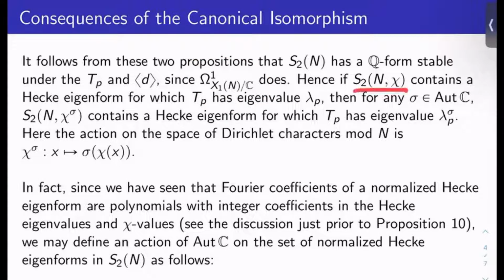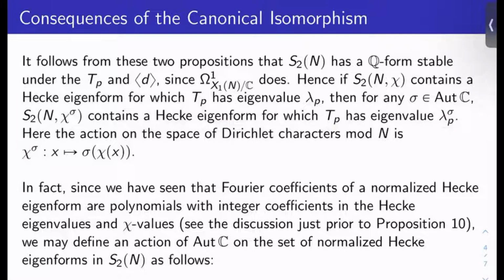So if S_2(N, chi) contains a Hecke eigenform for which T_p has eigenvalue, let's call it lambda_p, then for any sigma in Aut(C), so for any automorphism of C, S_2(N, chi) acted on by sigma, so S_2(N, sigma of chi), contains a Hecke eigenform for which T_p has eigenvalue sigma of lambda_p.